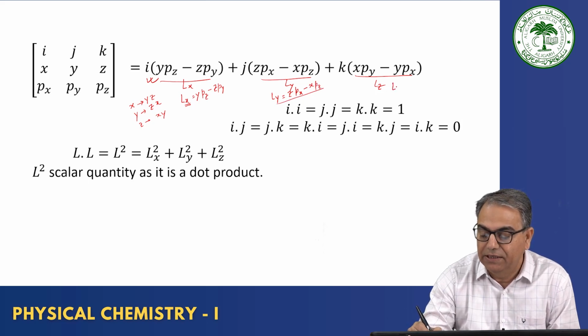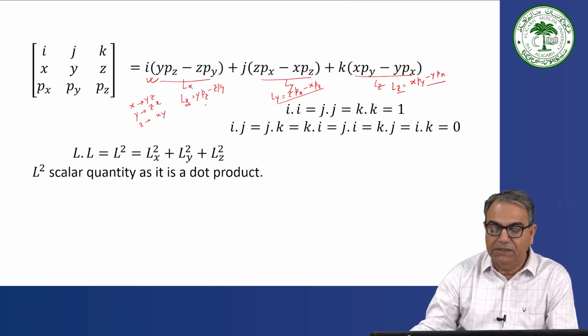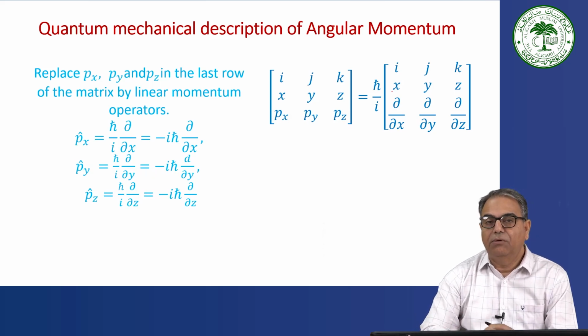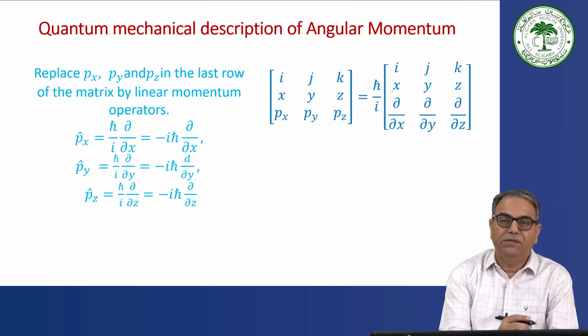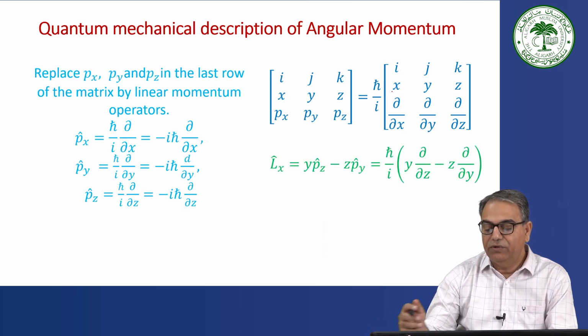If you write Lz, then the first thing which will come is x, so x py and then minus y px, okay. So these three components you can write very easily, and now you are replacing this in the angular momentum with the angular momentum operator. So the only difference between the classical and quantum is that now we have started talking about the operators, okay. So we put the operator there.